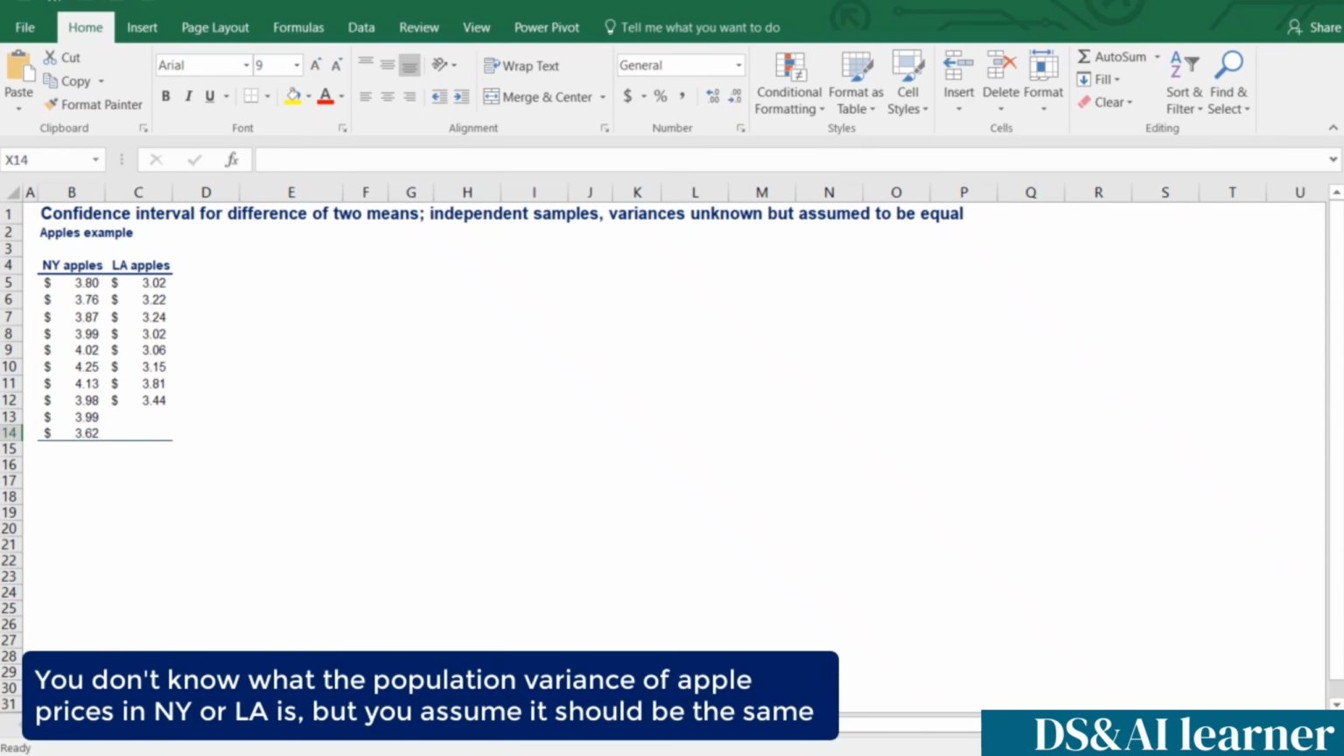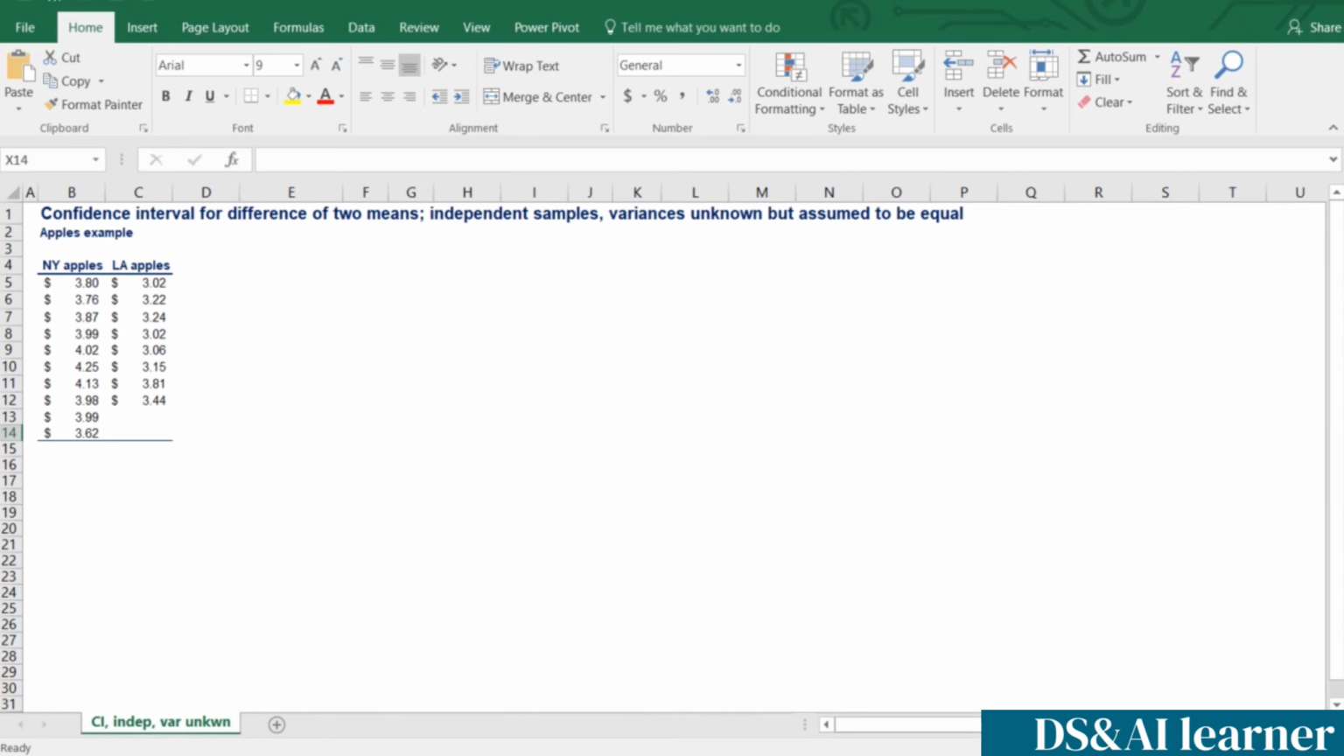You don't know what the population variance of apples in New York or LA is, but you assume it should be the same for NY and LA. So, you calculate the mean price in NY and LA and obtain $3.94 and $3.25 respectively. Moreover, their sample standard deviations are 18 cents and 27 cents. What should we do now?